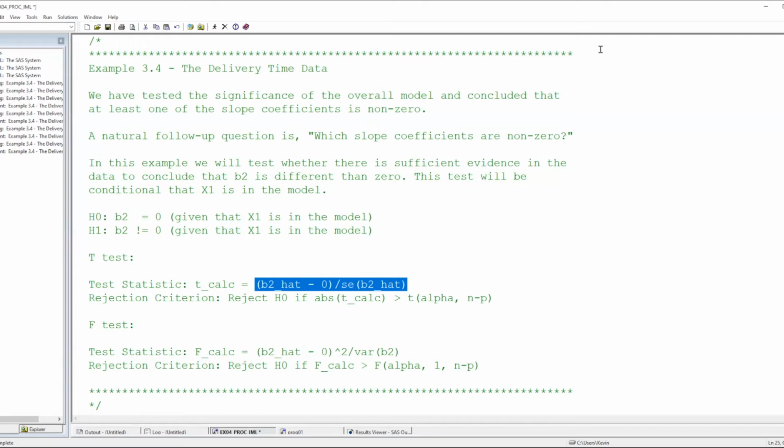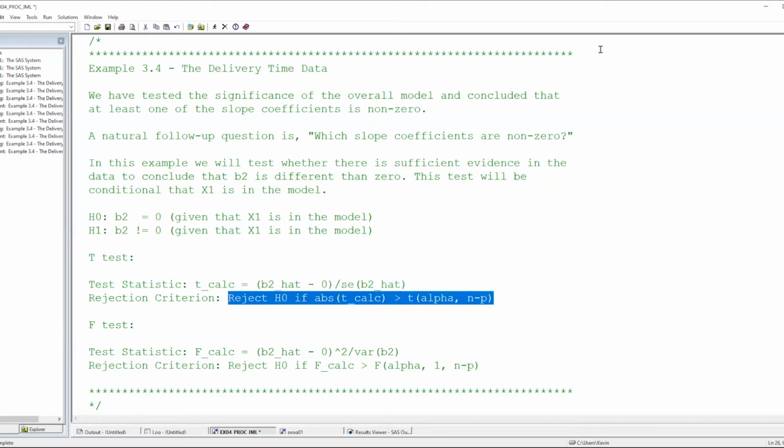Now, that's how we calculate the test statistic. The rejection criterion is to reject the null hypothesis if the absolute value of t-calc is greater than the upper alpha percentage point of the t-distribution with n minus p degrees of freedom. Now, in this case, n is 25, p is 3 in the unrestricted model, and so we would have 22 degrees of freedom for this test.